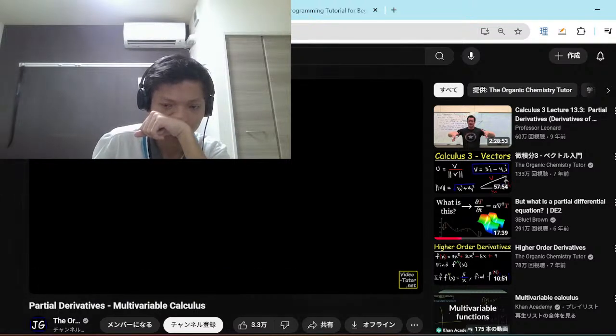Now the rules are the same. We're going to treat x as a variable, and every other variable we're going to treat as a constant. So the derivative of x to the fifth is 5x to the fourth. So y squared and z to the fourth will be treated as a constant, and according to the constant multiple rule, we just multiply the derivative of the variable times the constant to get the derivative of the function with respect to that variable. So that's f of x.